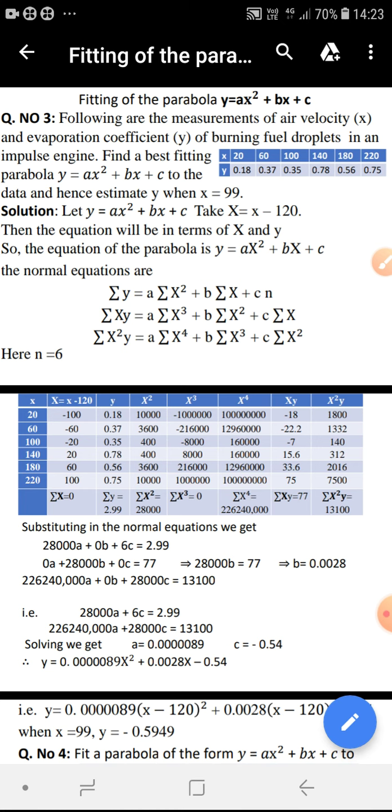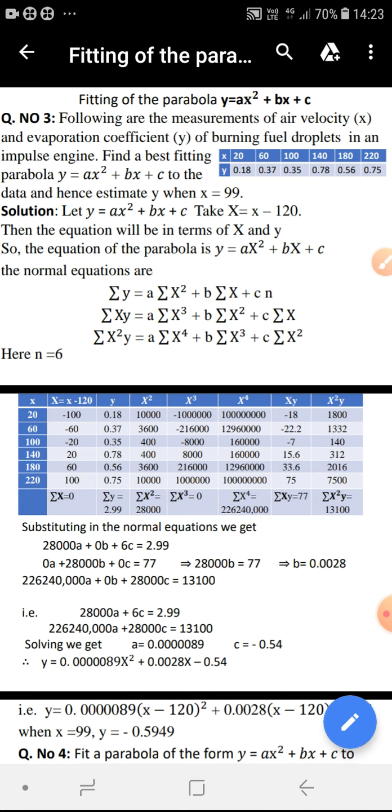So now the equation will be in terms of small y and capital X. So the equation which we are going to fit is y equal to a into capital X square plus b into capital X plus c. Later, the final answer we can give in terms of small x and small y itself. So for y equal to a into capital X square plus b into capital X plus c, we need to find a, b, c. So we need to form normal equations.